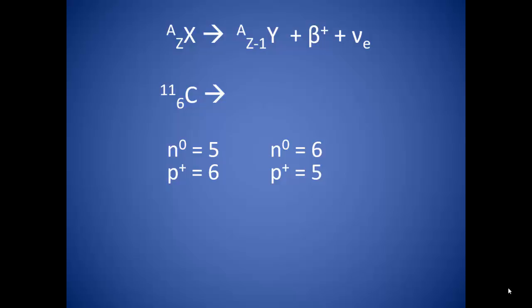So when the proton decays, it loses a proton, which makes it a new element that has an atomic number of 5. We can look on our periodic table and we can see that the element with an atomic number of 5 is boron. Now if we add up the number of protons and neutrons, we still have a mass number of 11. Then of course we have our positron and our neutrino.